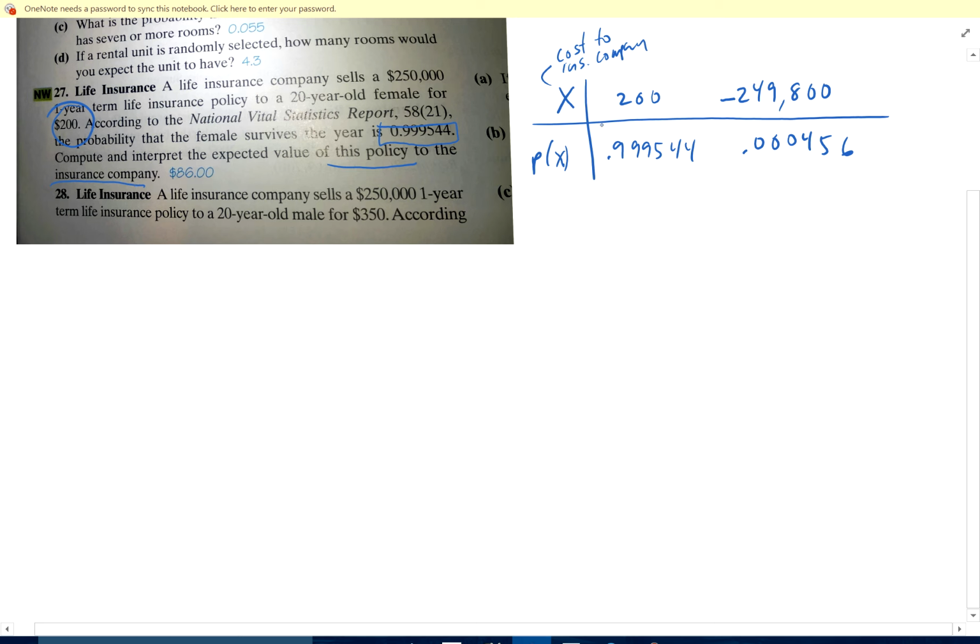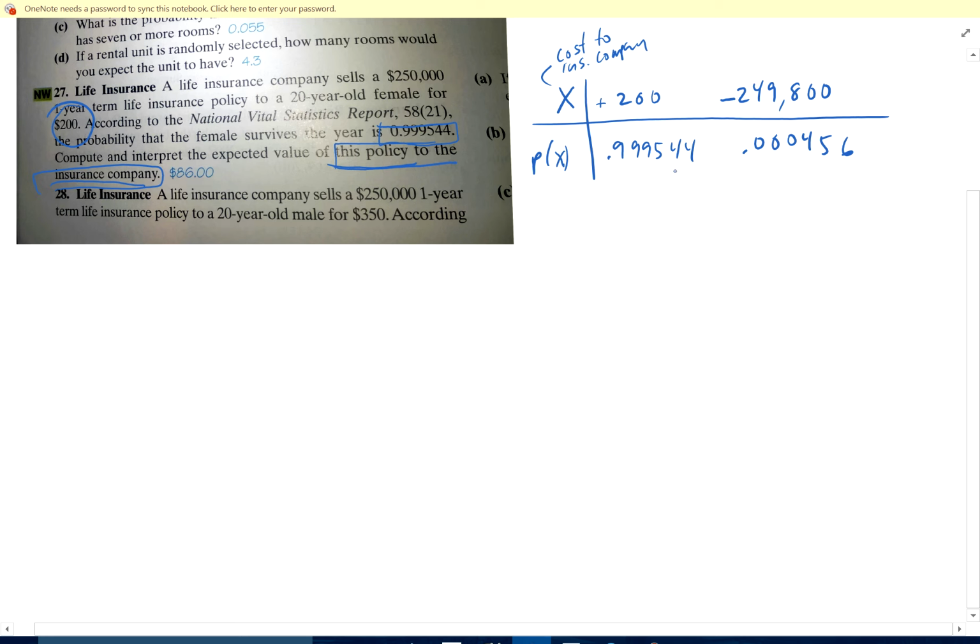Okay, so if we make a model here, a distribution, the cost to the insurance company, that's going to be what X is, because that's what it asked for. What's the expected value of the policy to the insurance company? That's the key to knowing what numbers go up here. Well, if she lives, the insurance company is going to make plus $200. If she dies, they're going to lose $249,800. They're going to pay out $250,000, but they already collected the $200, so they're really paying out that much.